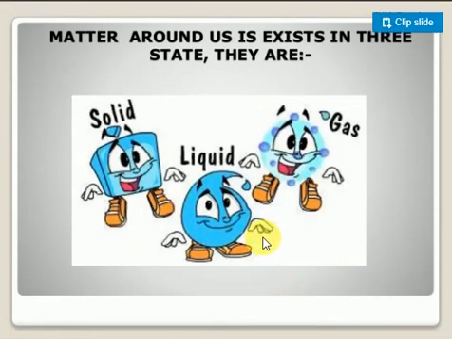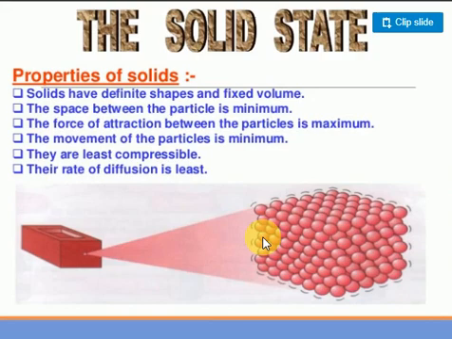Next, let's look at the solid state. The most important point is that a solid has a definite shape and fixed volume. The space between the particles is minimum. The particles are very tightly packed, and the force of attraction between them is maximum. The particles have strong forces of attraction, which is why they cannot move freely.